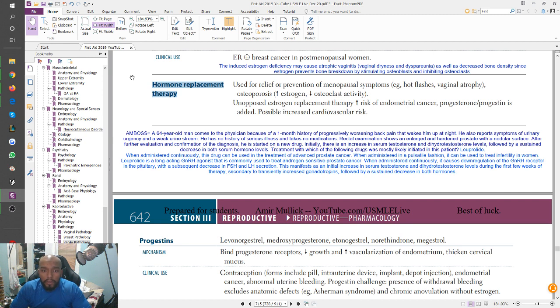He has no history of serious illness and takes no medications. Rectal exam shows an enlarged and hardened prostate with nodular surface, right? Prostate adenocarcinoma. After further evaluation and confirmation of the diagnosis, he is started on a new drug. Initially, there is an increase in serum testosterone and DHT levels, followed by a sustained decrease in both hormones, testosterone and DHT, right? Treatment with which of the following drugs was most likely initiated, and that's leuprolide, right?